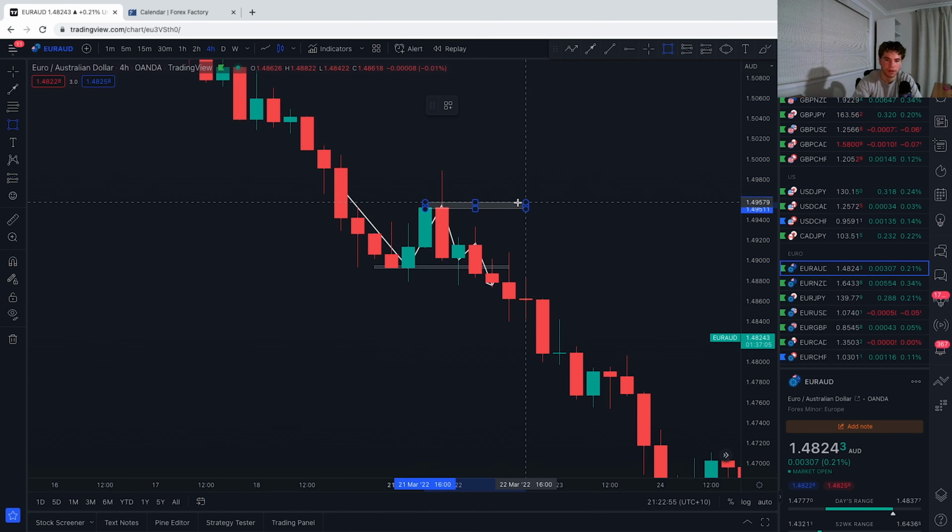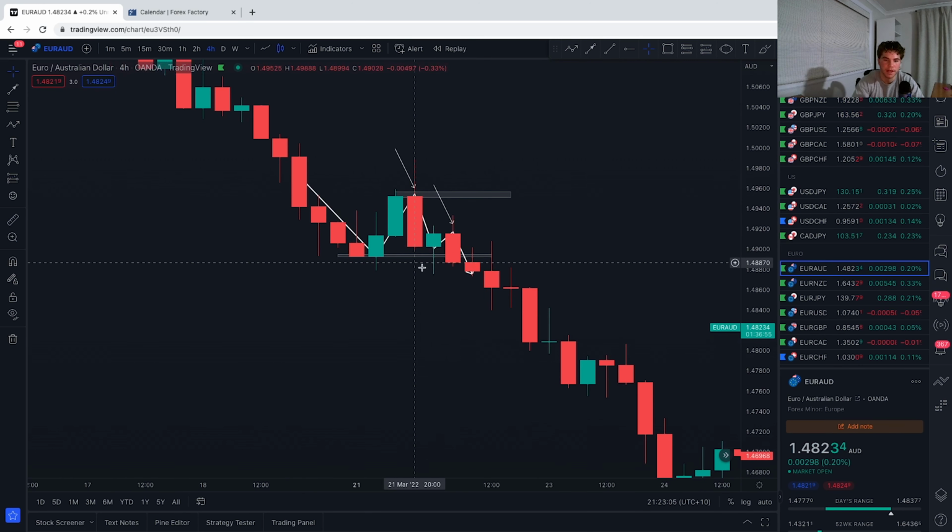What do we know? We remain below the previous lower high structure right here. Okay, we can see the next lower high is below that level. So this is still a valid downtrend, even though this candle does not break the previous lower low right here. Okay, we still are counting this as a downtrend because we remain below the previous lower high structure.